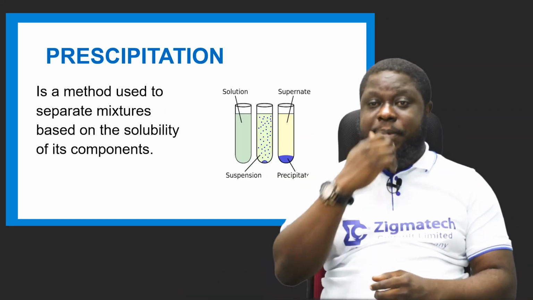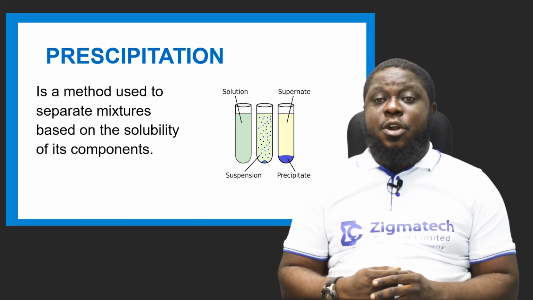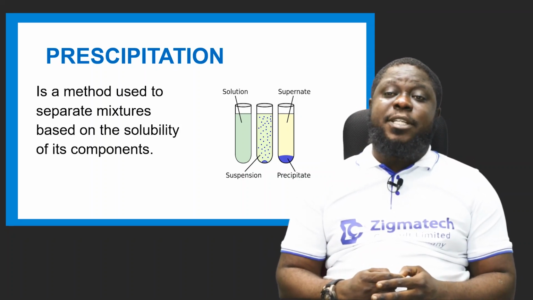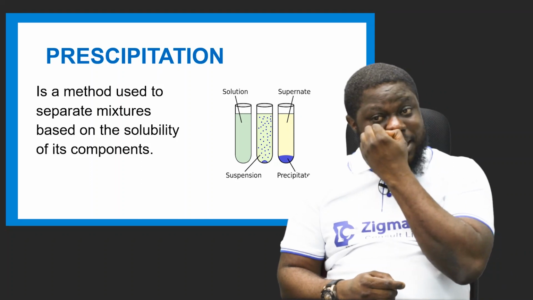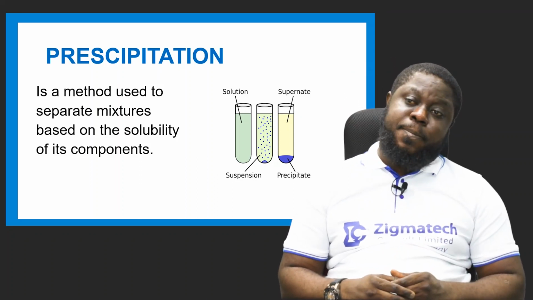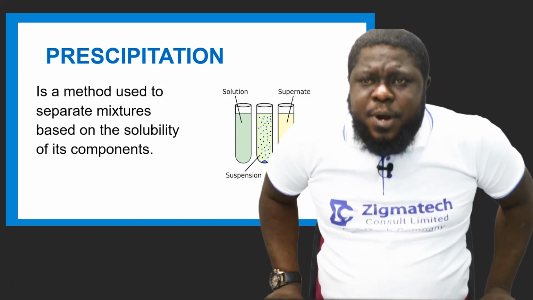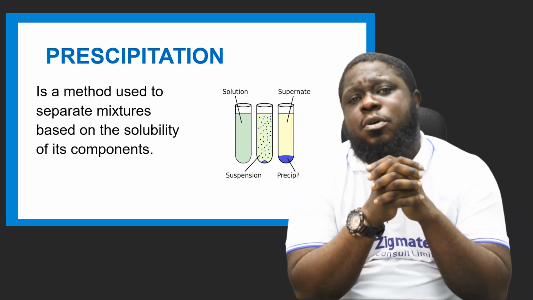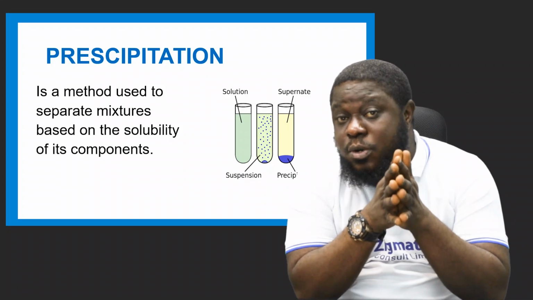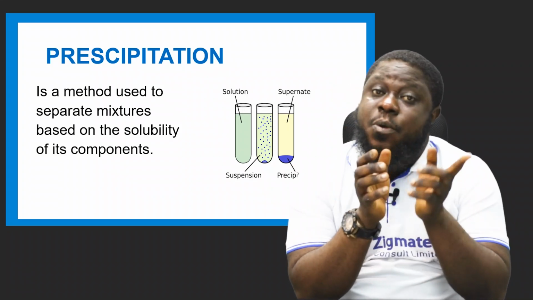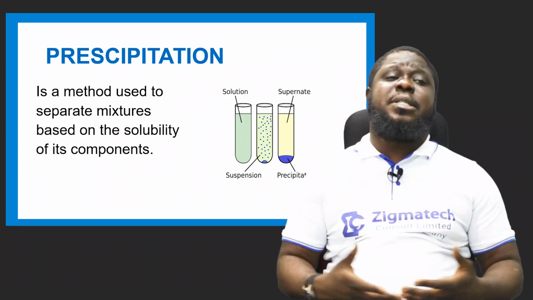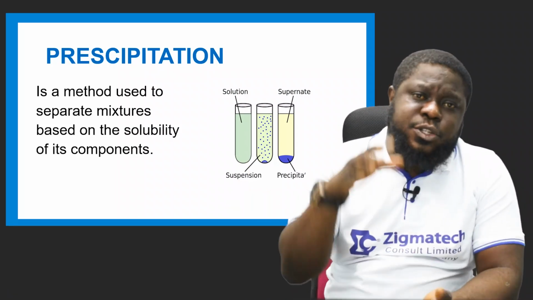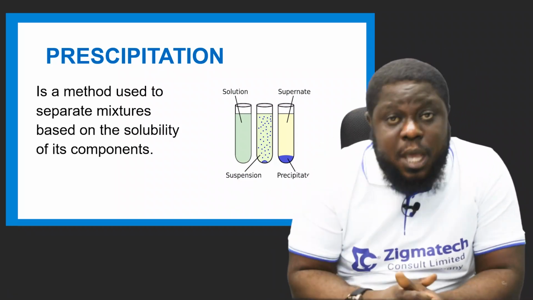Now the next one is precipitation. Precipitation is a method used to separate mixtures based on the solubility of their components. Now, solubility, okay? It is not only solids that can be soluble, liquids too are soluble. Soluble liquids are like acids. They dissolve in a base to form salt and water.